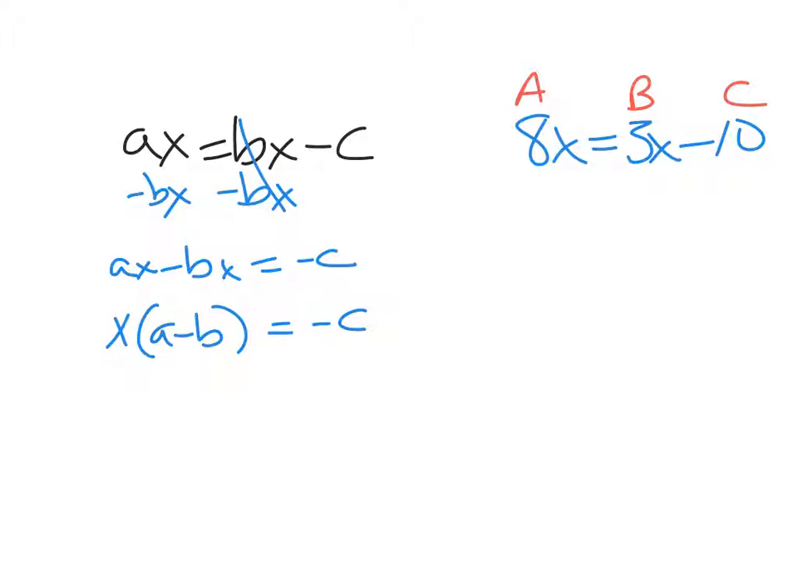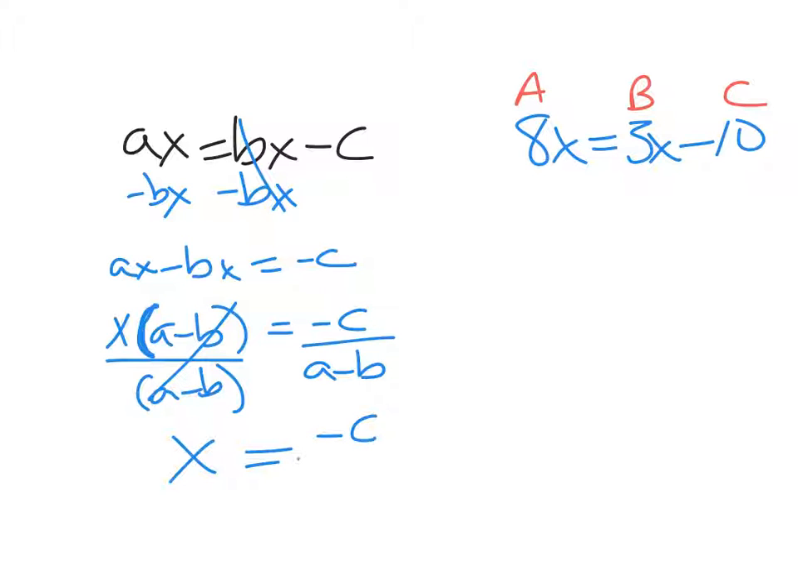Now how do I move the a minus b? Yep, because remember the parenthesis means multiply. So to move it, I just divide it. So then that's canceled. I'm left with x equals negative c over a minus b.